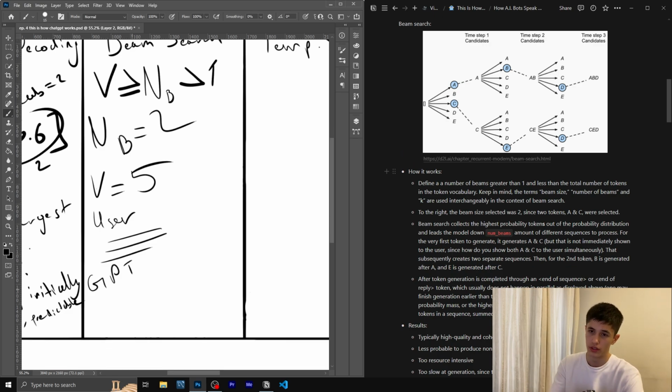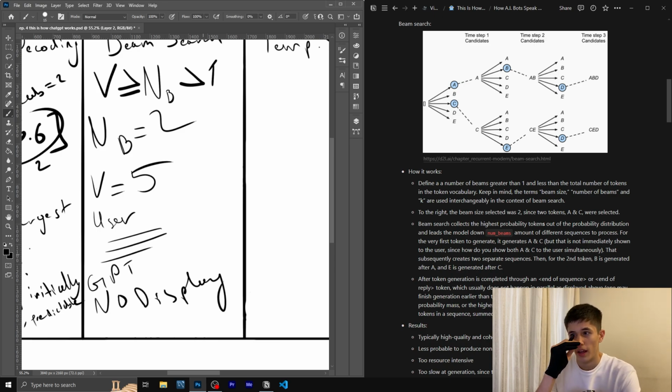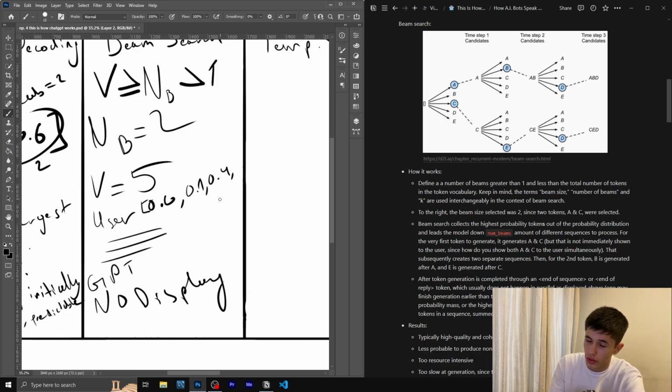So you're doing this process over here, where you have the vocabulary of 5. You select this token and that token at the same time. You don't display it yet. No display yet. You select 2 tokens that are of highest probability. You could imagine you've got 0.6, and then 0.1, and then 0.4, and then 0. I mean, this all has to add up to 1, but we're just going to go with what we have here.